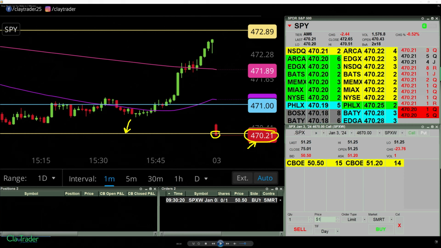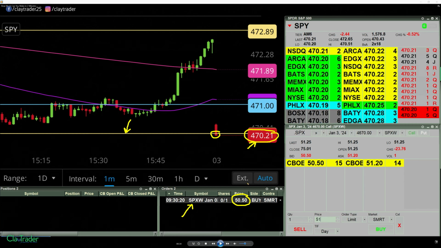Now, you can use this for anything. I'm just happening to use it with options. And very quickly, call option means I want to see the price go up. So I want to buy, and as soon as I buy, I want to see the price go up. So that's why I am looking to buy right now, because it's at that overnight low, which could act as a support. So you see that I have my order out there and I am trying to buy at $50.50.